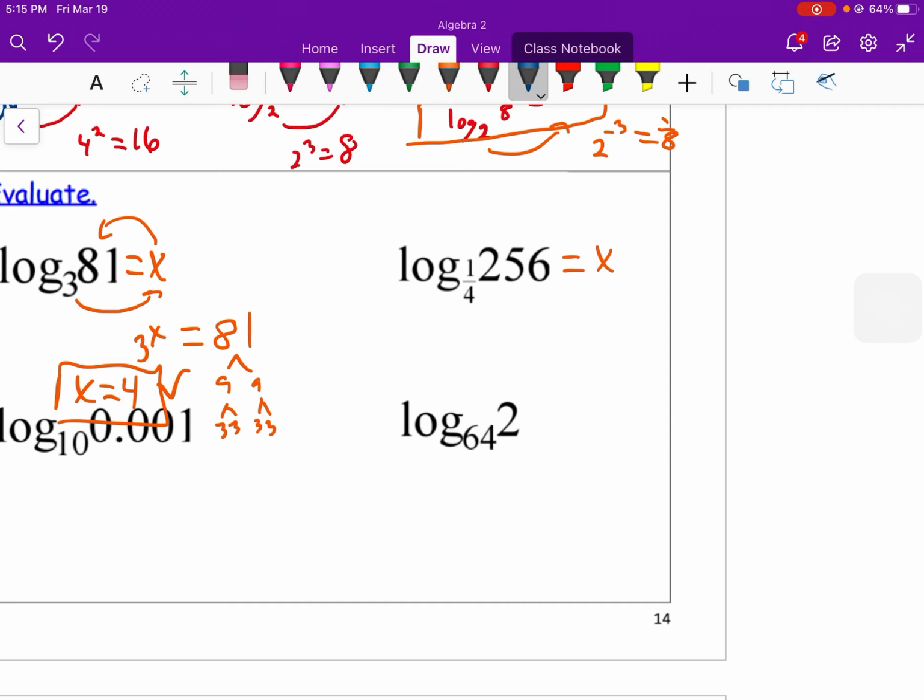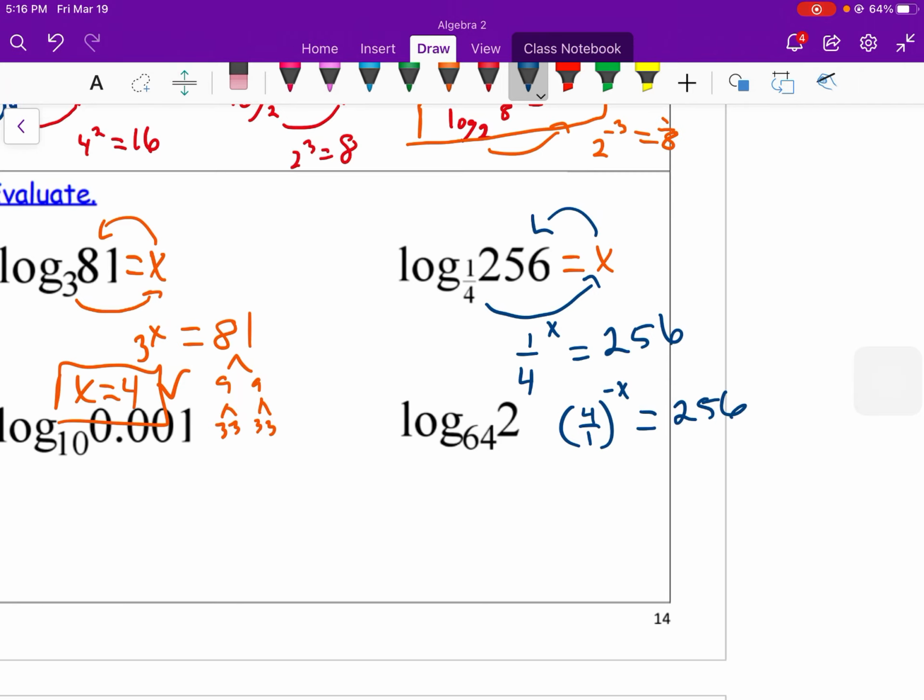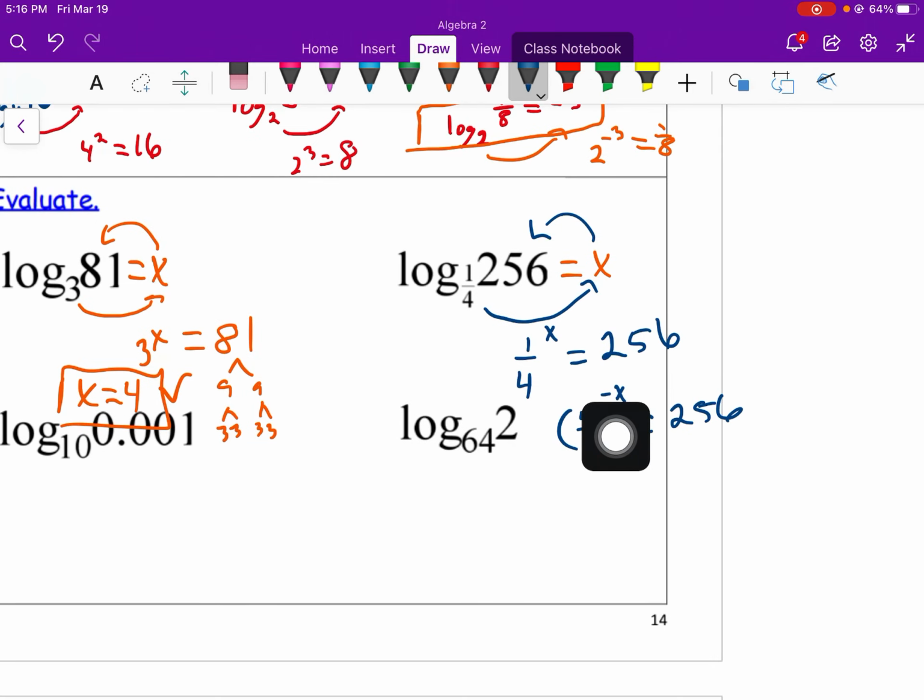Equals x. So we have 1/4 to the x power equals what? 256. Okay, so let's think. It's in a fraction right now. Our base is a fraction. So if we take the reciprocal, we'll have now a negative exponent, and this will be a nice whole number of 4. So let's do that. I took the reciprocal, so now it's 4 over 1. Now it's a negative x equals 256. Now let's see if we can figure out what x is then.